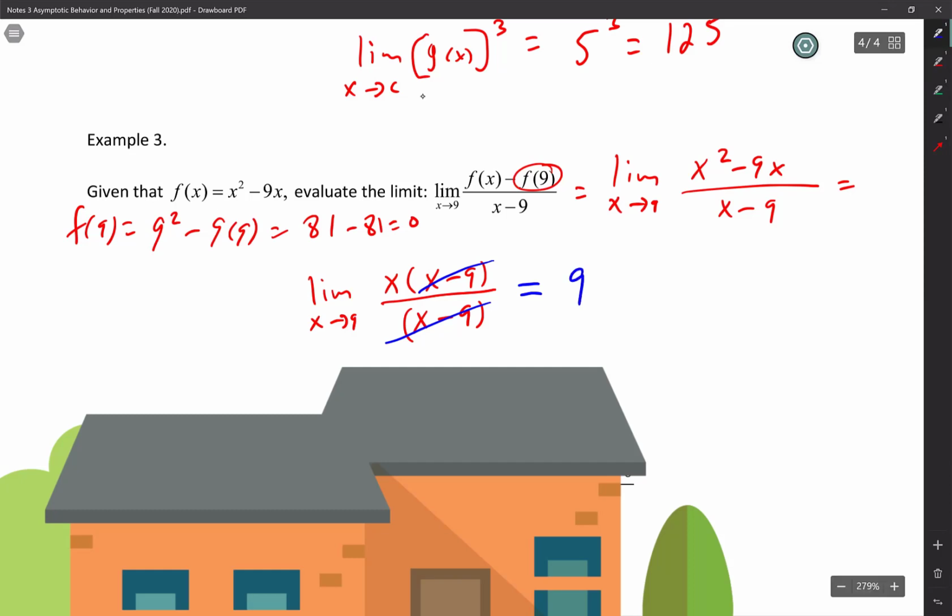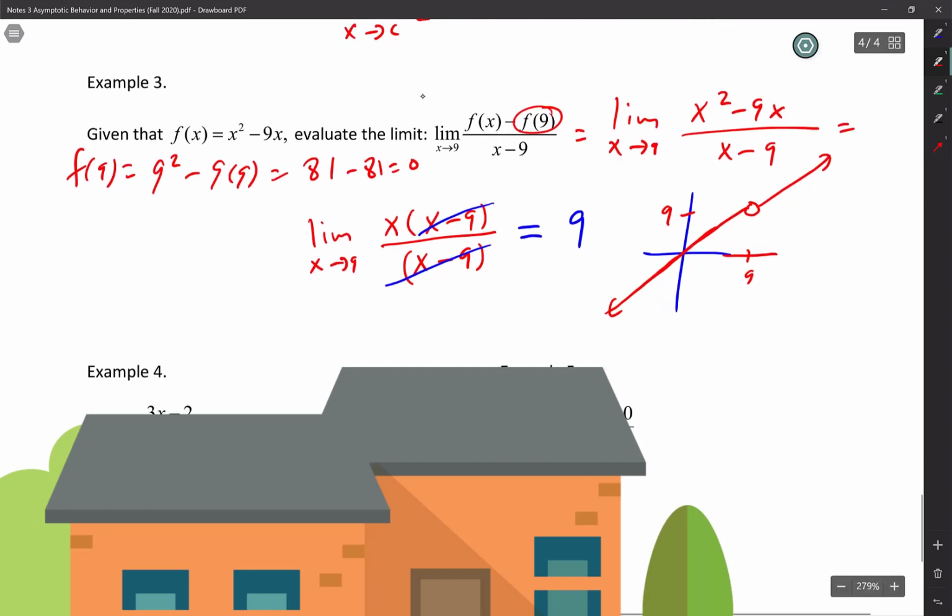In case you want to know how this graph looks, it looks like y equals x. So it looks like this. But when you get to 9, you have a hole. So 9, then a hole. It looks like that. And that hole is located at 9. Because it's just y equals x. See, isn't math beautiful, guys?